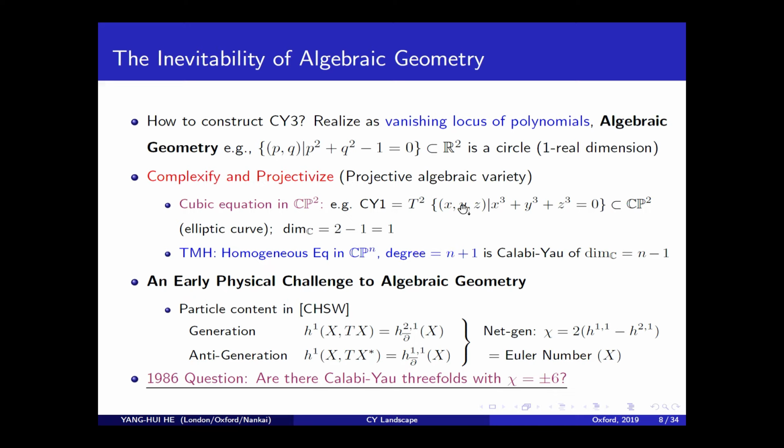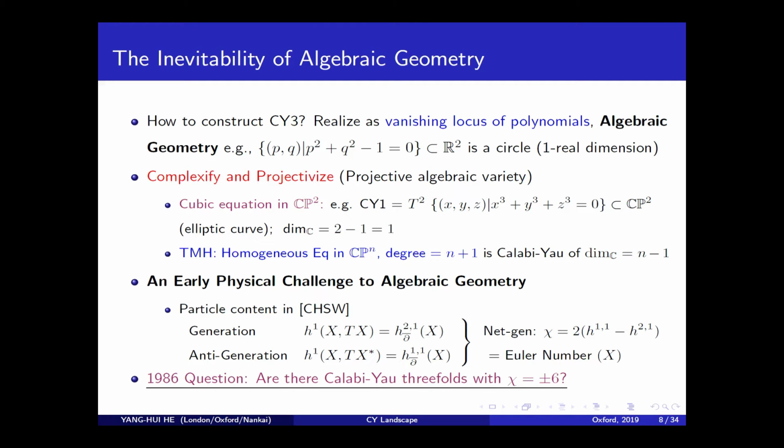We want to complexify, because we're dealing with complex manifolds. And we do one more thing called projectivization. This is not so important, but I'll just give you an example. Here's a complex polynomial equation in 3 projective variables. So the overall dimension is 2 complex dimensions minus 1 defining complex polynomial, leaving you with 1 complex degree of freedom, and that is the 1 complex dimension of the surface of a torus.